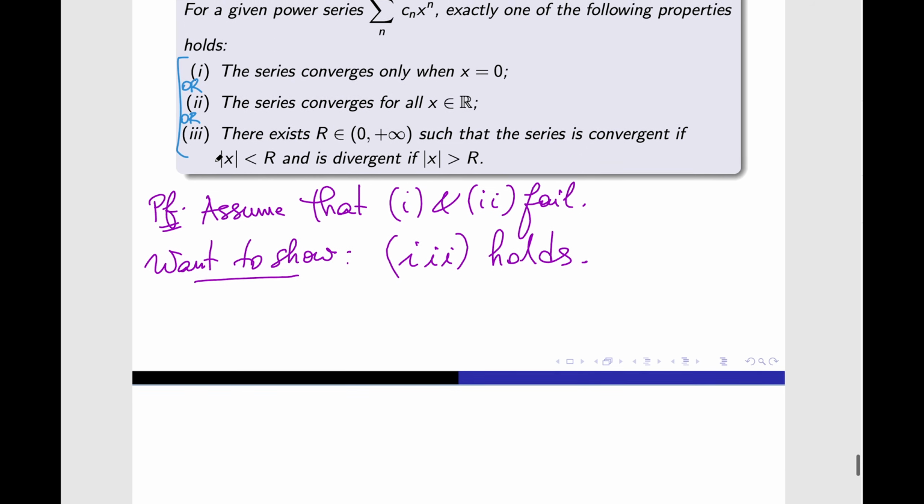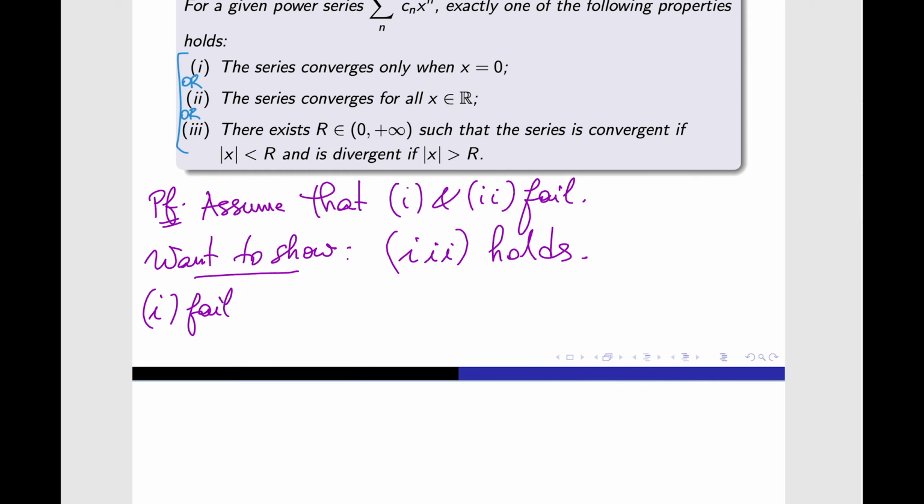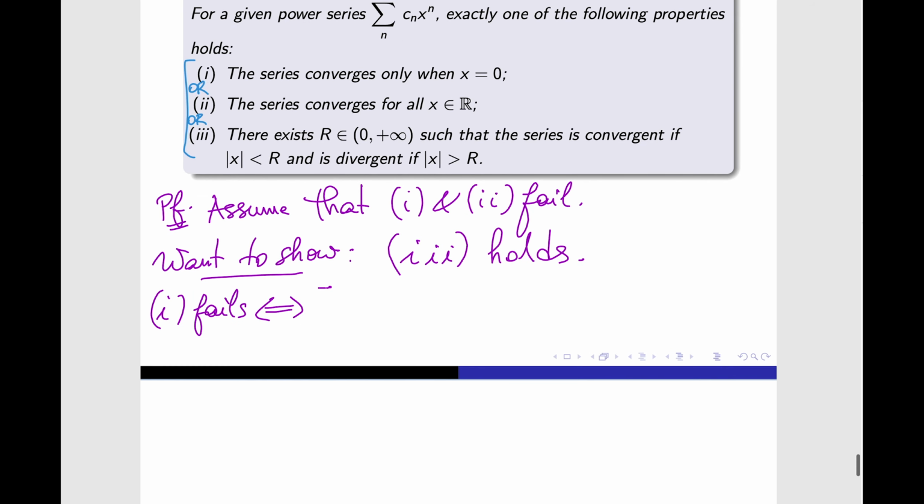What does it mean that 1 fails? What's 1? One means the series only converges at 0, when X is 0. So for that to fail, it means there exists another number where it converges. I repeat, if 1 fails, 1 being that the series converges only at X equals 0, it means I have convergence elsewhere, correct? So this means there exists some number, I don't know, u, different than 0, such that the series sum of c_n u^n converges. So this is what this means.